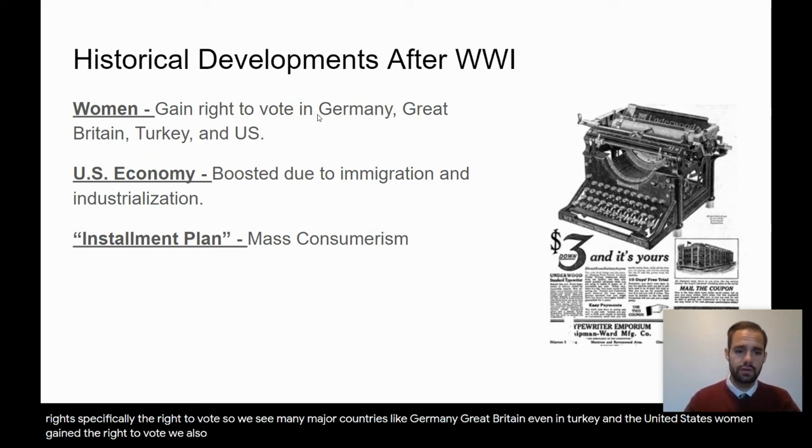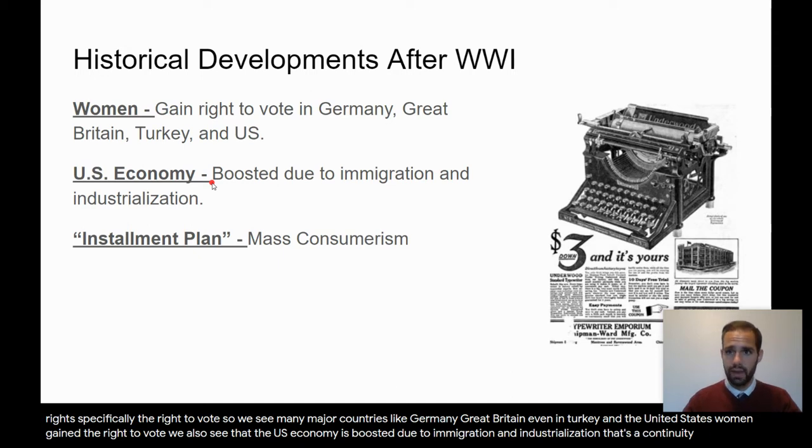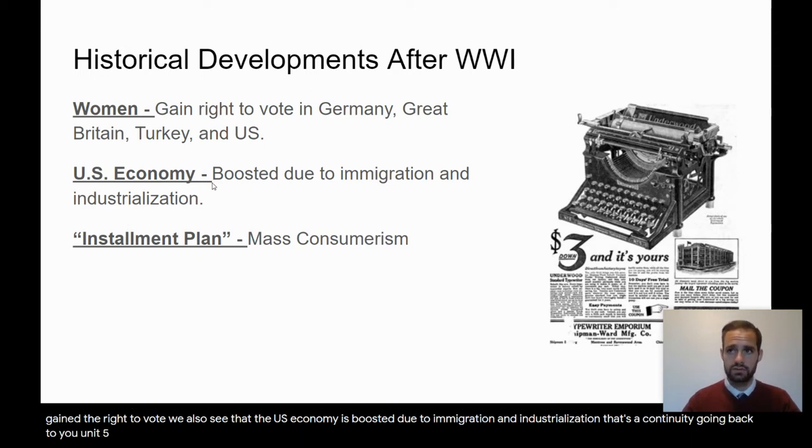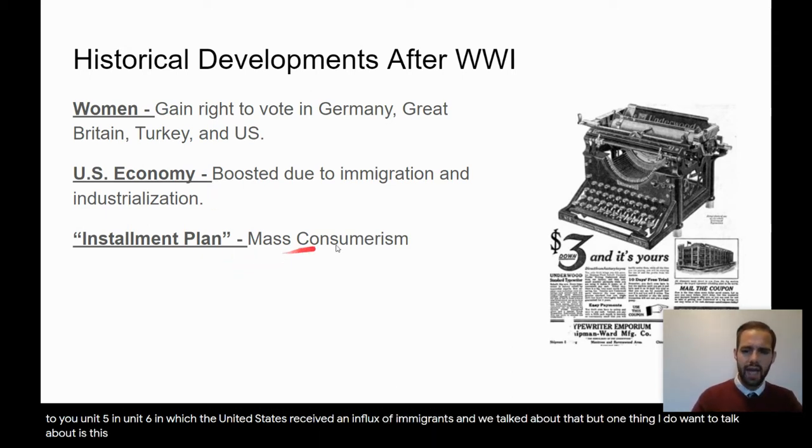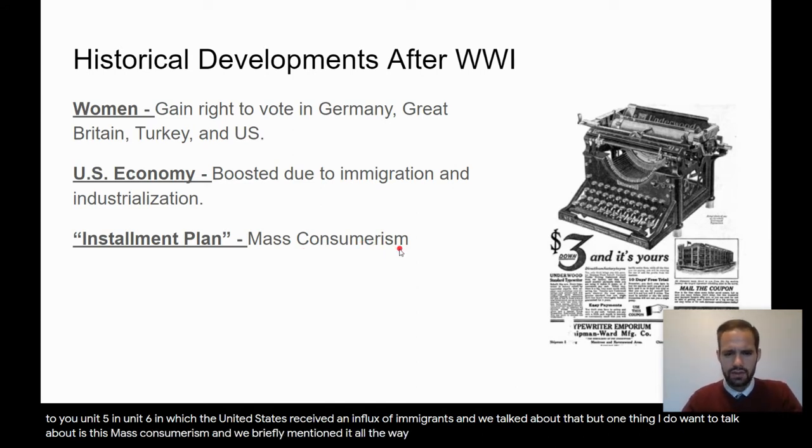We also see that the U.S. economy is boosted due to immigration and industrialization. That's a continuity going back to Unit 5 and Unit 6, in which the United States received an influx of immigrants. And we talked about that. But one thing I do want to talk about is this mass consumerism. We briefly mentioned it all the way back in Unit 5, but it's worth mentioning again.